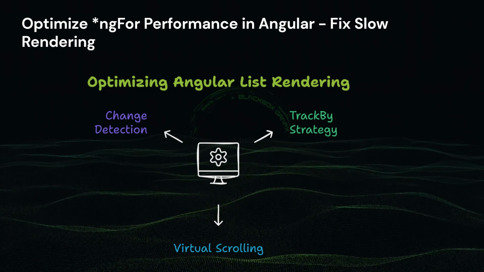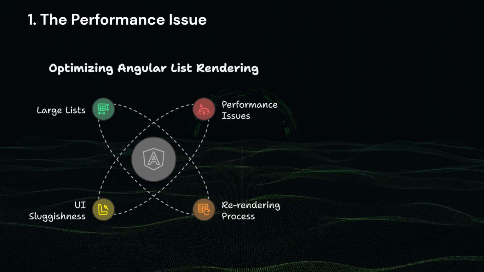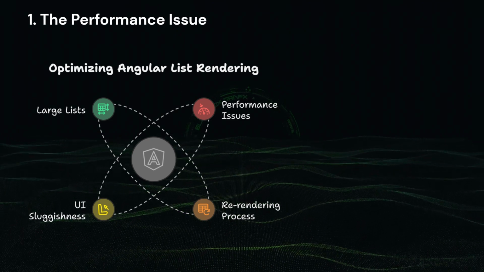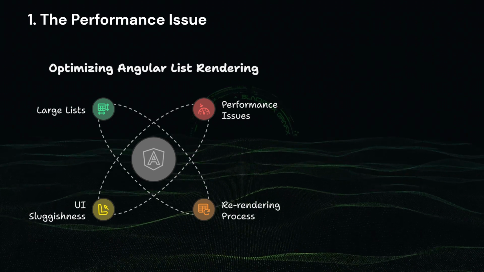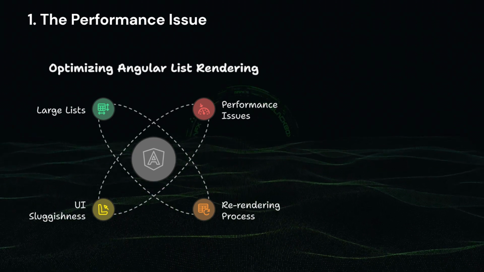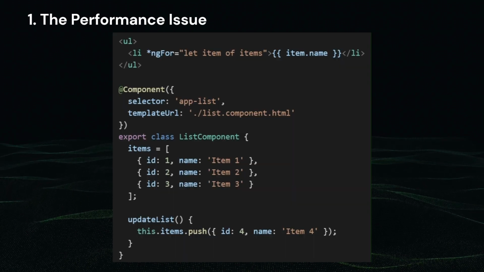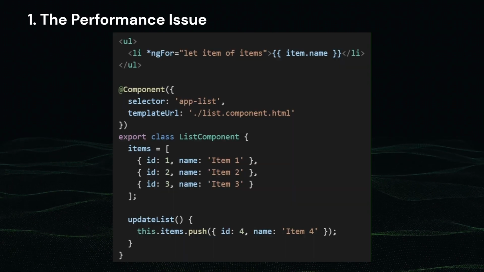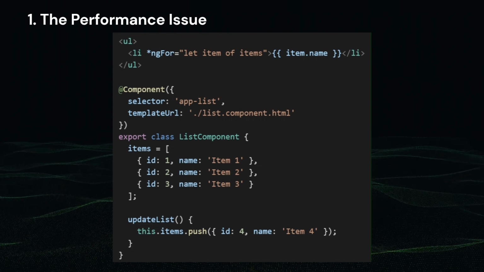Let's get started. Let's start with a basic example where we display a list of items using ngFor. Every time we update the list, Angular re-renders the entire list, causing performance issues. So let me explain the code. The given code snippet is of an HTML file and a TS file.